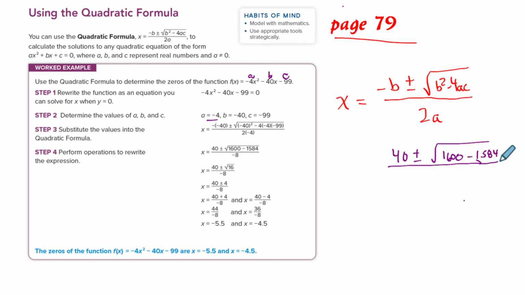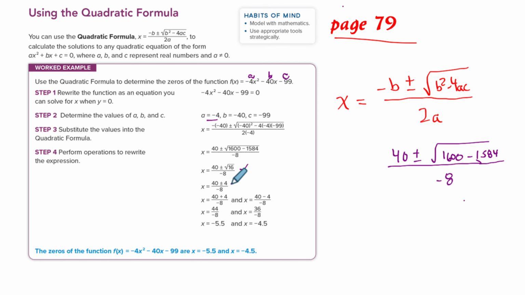All right, we're going to extend that out. It's all over 2 times a. a is negative 4, so 2 times a is negative 8. We worked our way all the way down to this part: we have 40 plus or minus the square root. This works out to 16, and the square root of 16 is 4.